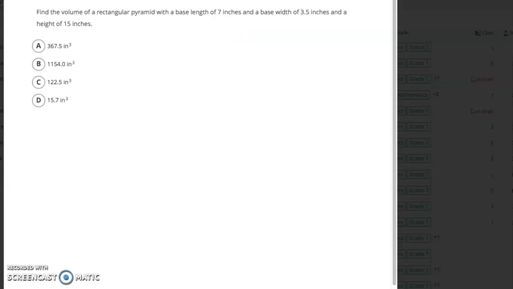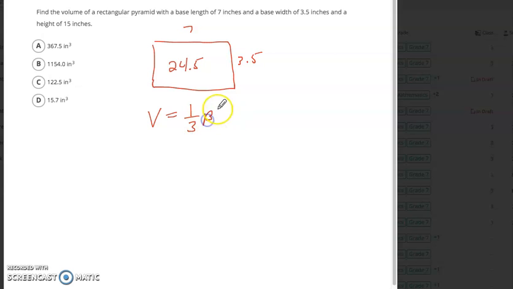Next one. Find the volume of a rectangular pyramid with a base length of 7 inches by 3.5 inches. If we look at it from the top, the base is shaped like a rectangle. So it's 7 times 3.5. We can find the area of that just by multiplying them together, which is 24.5. Now back to the formula to find the volume of a pyramid. It's volume equals 1/3 area of the base times the height. Well, I just found the area of the base here.